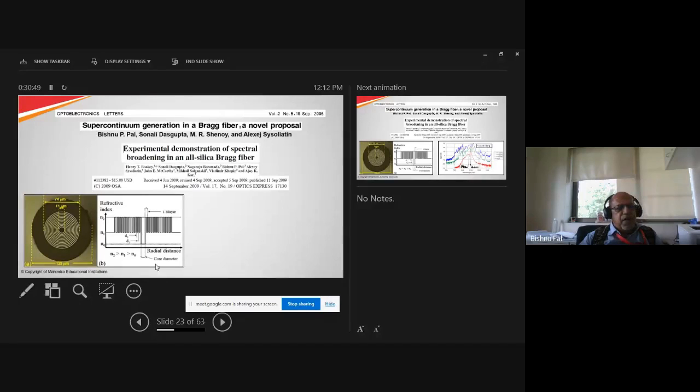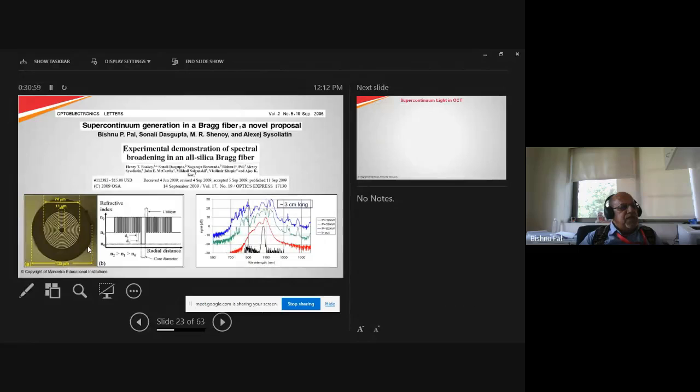It was fabricated by my friend Sisolyatin and his colleagues at the Russian Academy of Science. You can see the structure here, a Bragg fiber, and this is the refractive index profile. Eventually it was measured in my school friend Ajay Kaur's lab, and one of my grad students, Nagaraju, went over there. They carried out this experiment, and they showed that the fiber made by the Russian collaborators based on our design indeed produced supercontinuum light in a 3 centimeter length.